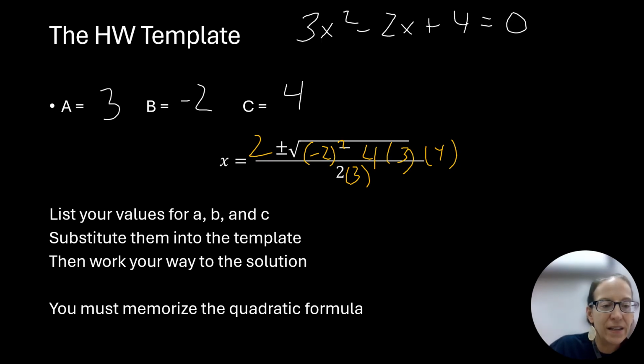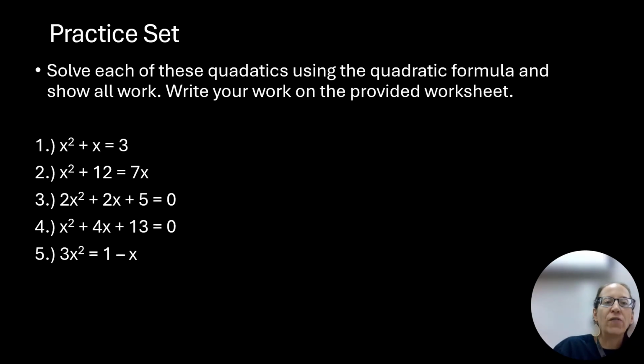So what is the assignment? Well, there it is. Solve each of these quadratics using the quadratic formula and show all work. Write your work on the provided worksheet. You can tell a couple of them are already set equal to 0, which is great. So 3 and 4 are already in that form. The others have a little bit of stuff you need to do.